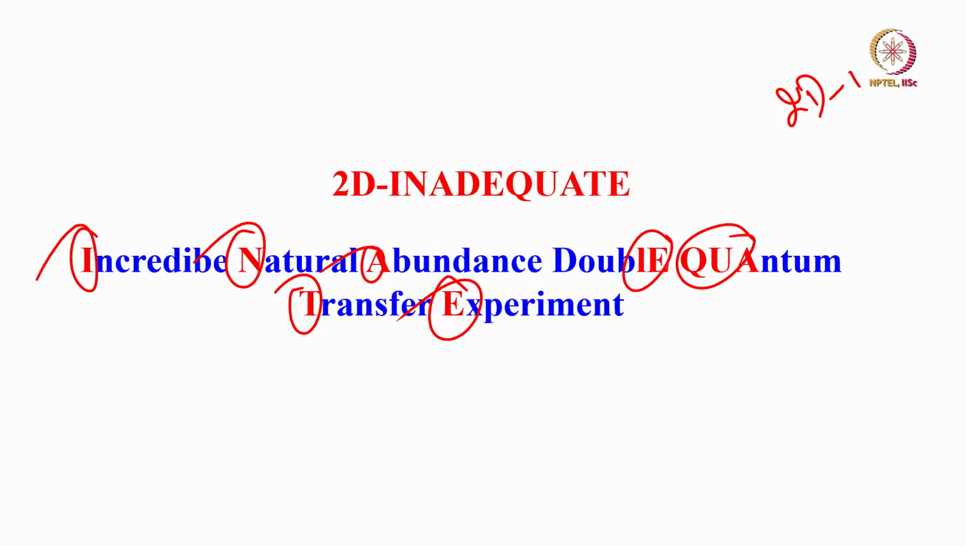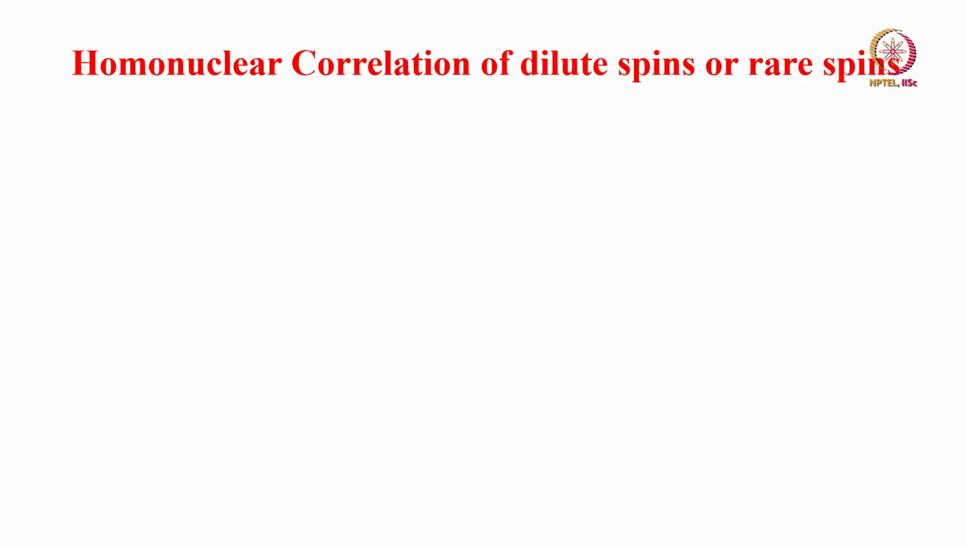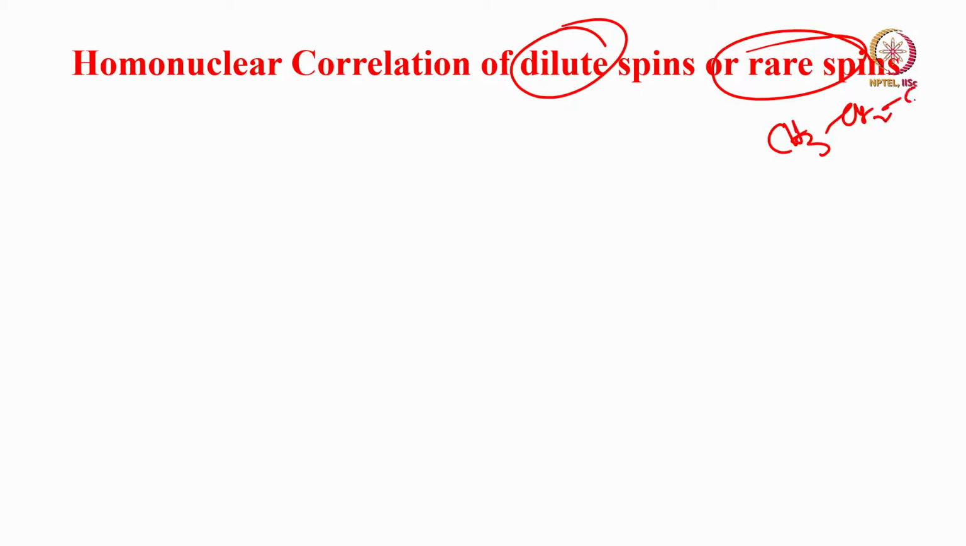Then you may ask me a question, homonuclear correlation we already saw 2 experiments, HSQC and TOCSY. Why are we bringing in another experiment? This correlates dilute spins or rare spins. What do you mean by that? Take for example CH3, CH2, OH. If I want to correlate this carbon to this carbon, it is not easy. It is very difficult. Only 1% of this is in carbon 13 and this is 1% in carbon 13 state.